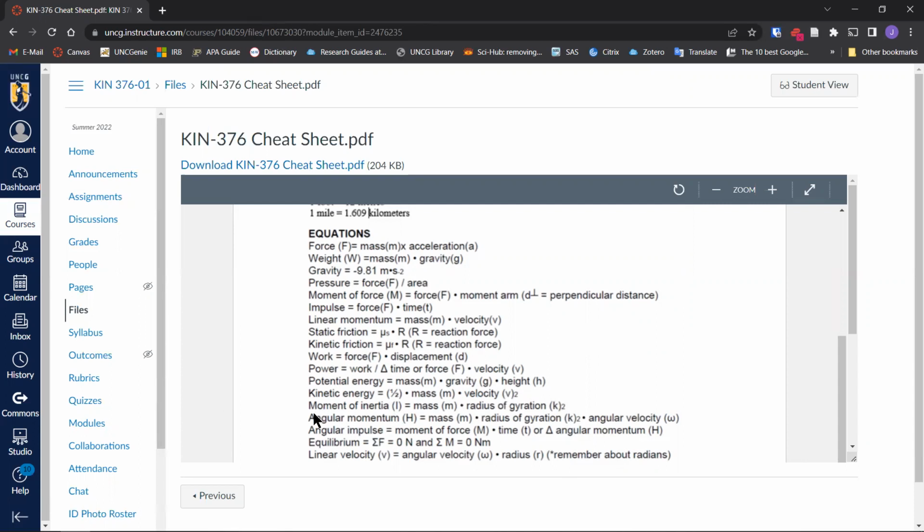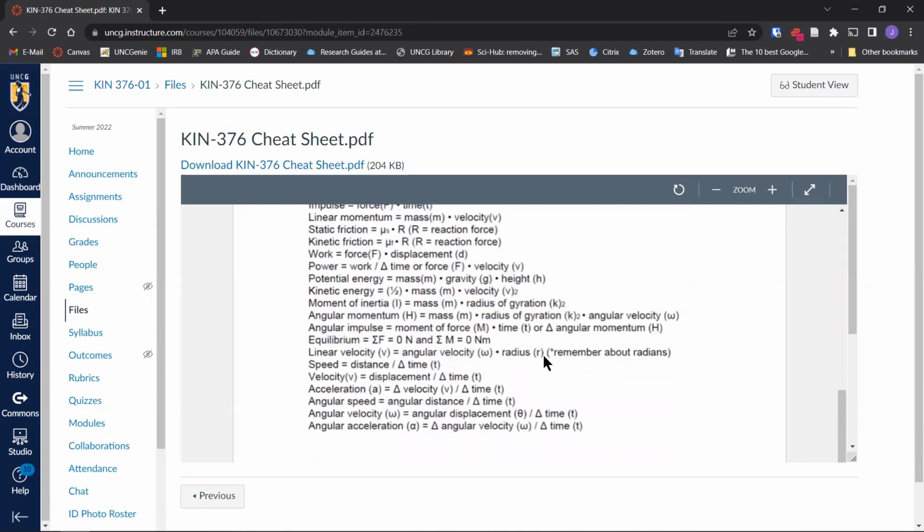Right? This one right here, angular momentum. There may be a question where I give you certain pieces of this, but you have to rework this equation somehow to find an answer. So feel free to use this. I'm not asking you to memorize all these different equations.